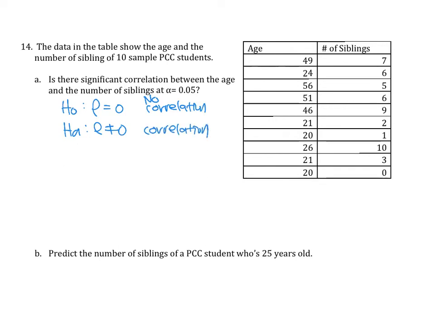Again, as I say, instead of doing our usual p-value, here we're going to calculate R to see if there's a correlation or not. Again, I'm going to draw the graph. There's -1, there's 1, there's 0. Here we have 1, 2, 3, 4. There are 10 sample PCC students.